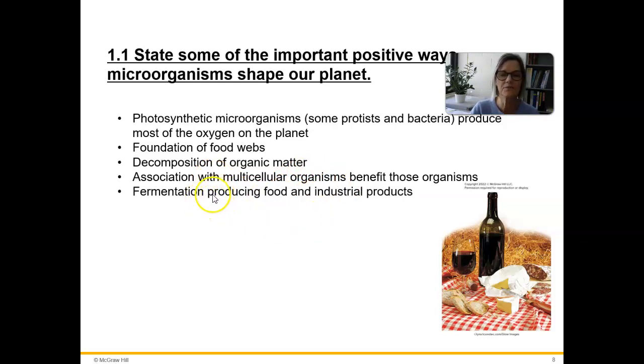And finally, I put in fermentation, producing food and industrial products. We've been able to make things like cheeses and wines and different fermented products, sourdough bread, things like that. We've used microorganisms to our benefit to make food and other industrial products.